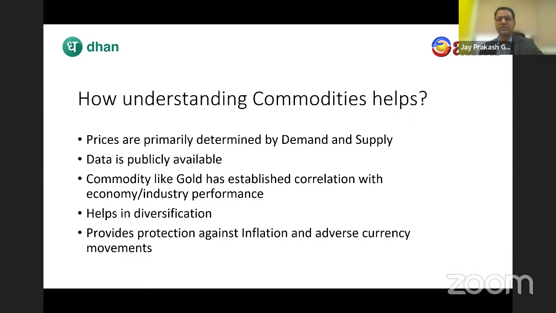But now it's time for us to understand how we can use that asset class, which we use daily in and out, and also make our investments, or we can diversify into that asset class. So to do that, it's important for everyone to understand how it's going to help you. The very basic thing I'll touch upon is that prices for any commodity are demand and supply determined.